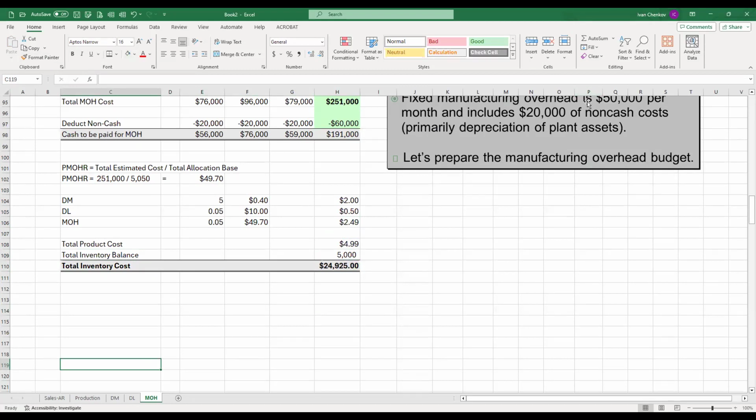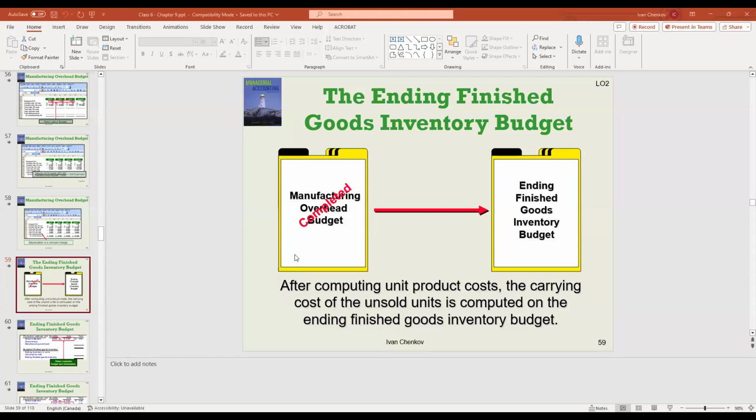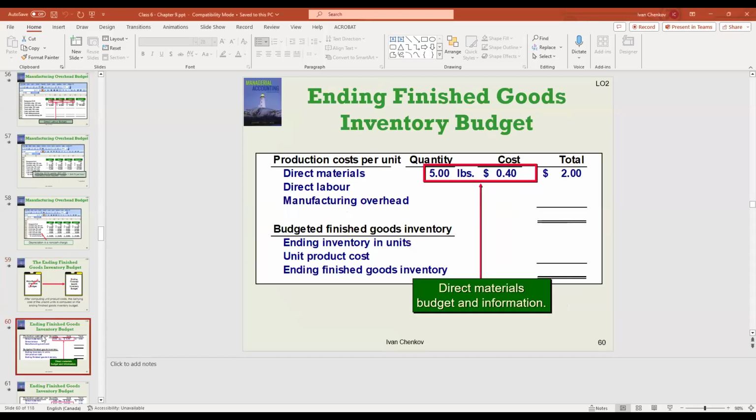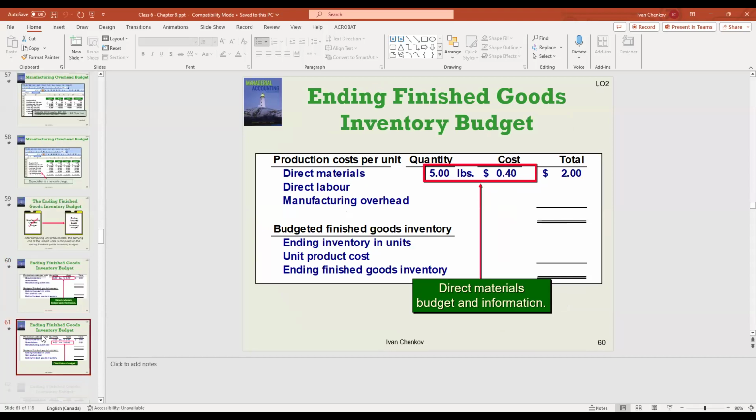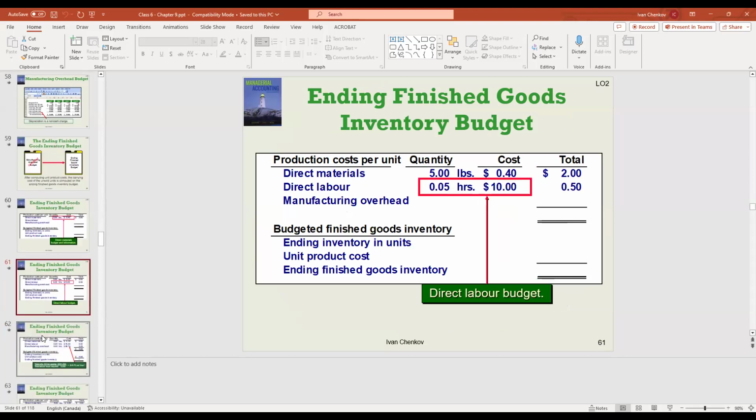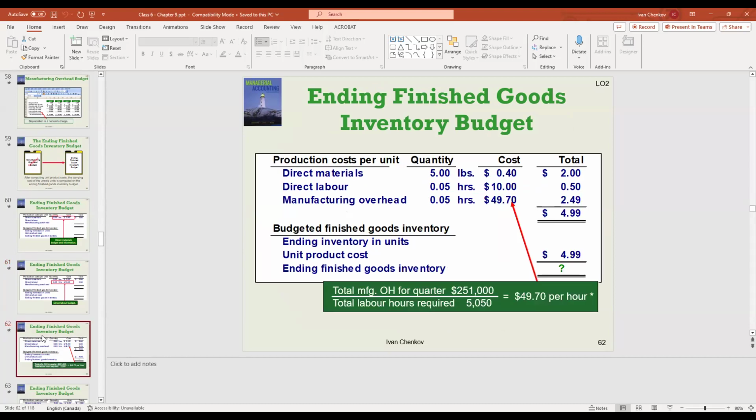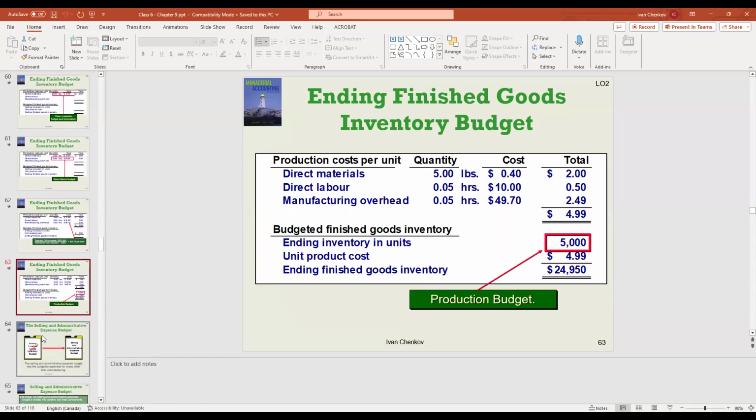Let's move to the slides and finish a few of them to catch up. So again, in order to calculate the ending inventory balance, we get the direct material: 5 pounds at 40 cents per pound, that's $2. Direct labor is 0.05 hours at $10 per hour, 50 cents. Manufacturing overhead: 0.05 hours, applying the predetermined manufacturing overhead rate we came up with. So the ending finished inventory will be $24,950.